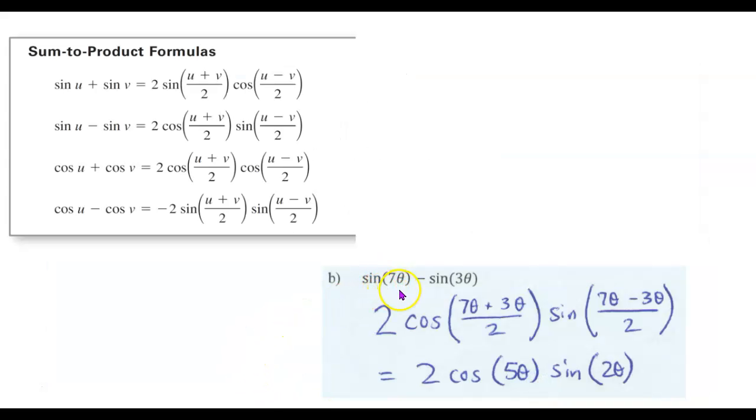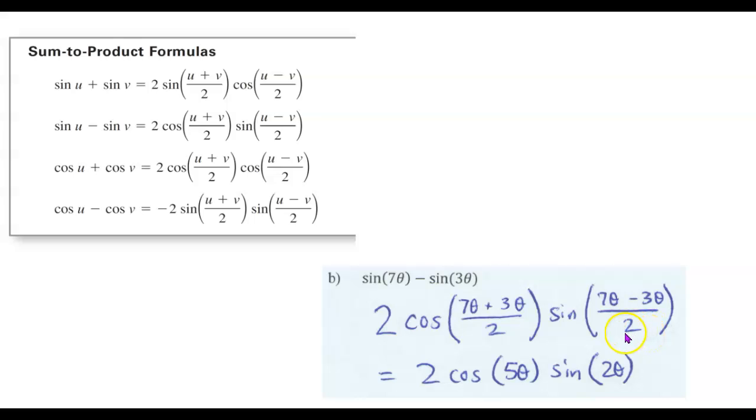Okay, how about this? Sine of 7 theta minus the sine of 3 theta. Which pattern does that fall into? Okay, we've got sines, and we've got a minus in the middle. It's like the sine of u minus the sine of v, but in place of u we have 7 theta, and in place of v we have 3 theta. So I'm going to write what that's equal to. I'm going to copy this expression here, except where there's u, I'm going to put 7 theta, and everywhere there's a v, I'm going to put 3 theta. So it's 2 times the cosine of 7 theta plus 3 theta over 2 times the sine of 7 theta minus 3 theta over 2.